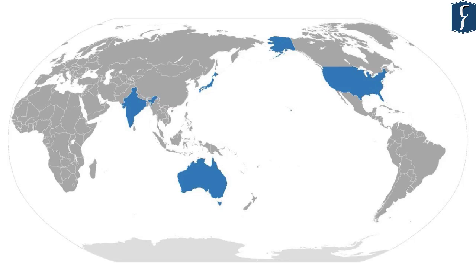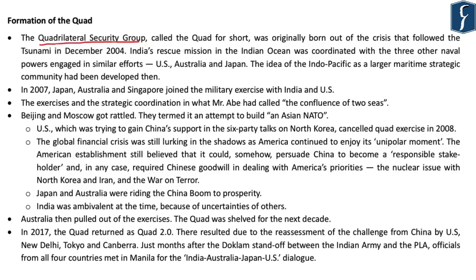The Quad, which is formally called the Quadrilateral Security Group, was formed originally out of the crisis that followed the tsunami in December 2004. It was formed for the purpose of rescue operations, and India's rescue operation in the Indian Ocean was coordinated by 3 other naval powers, US, Australia and Japan. And during the course of this coordinated operation, the idea of the Indo-Pacific as a larger maritime strategic community was born. In 2007, Japan, Australia and Singapore held a joint military exercise with India and US, and this formally started the Quad Grouping 1.0.